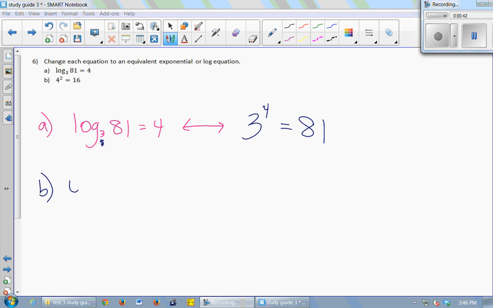And then for B, if 4 squared equals 16, then I should be able to change this to a log equation where my subscript is the base of my exponential, log base 4, and then my input and output are going to change. So my 16 is the output, so that's going to become the input for my log, and my output is going to be the exponent 2. Log base 4 of 16 is 2.